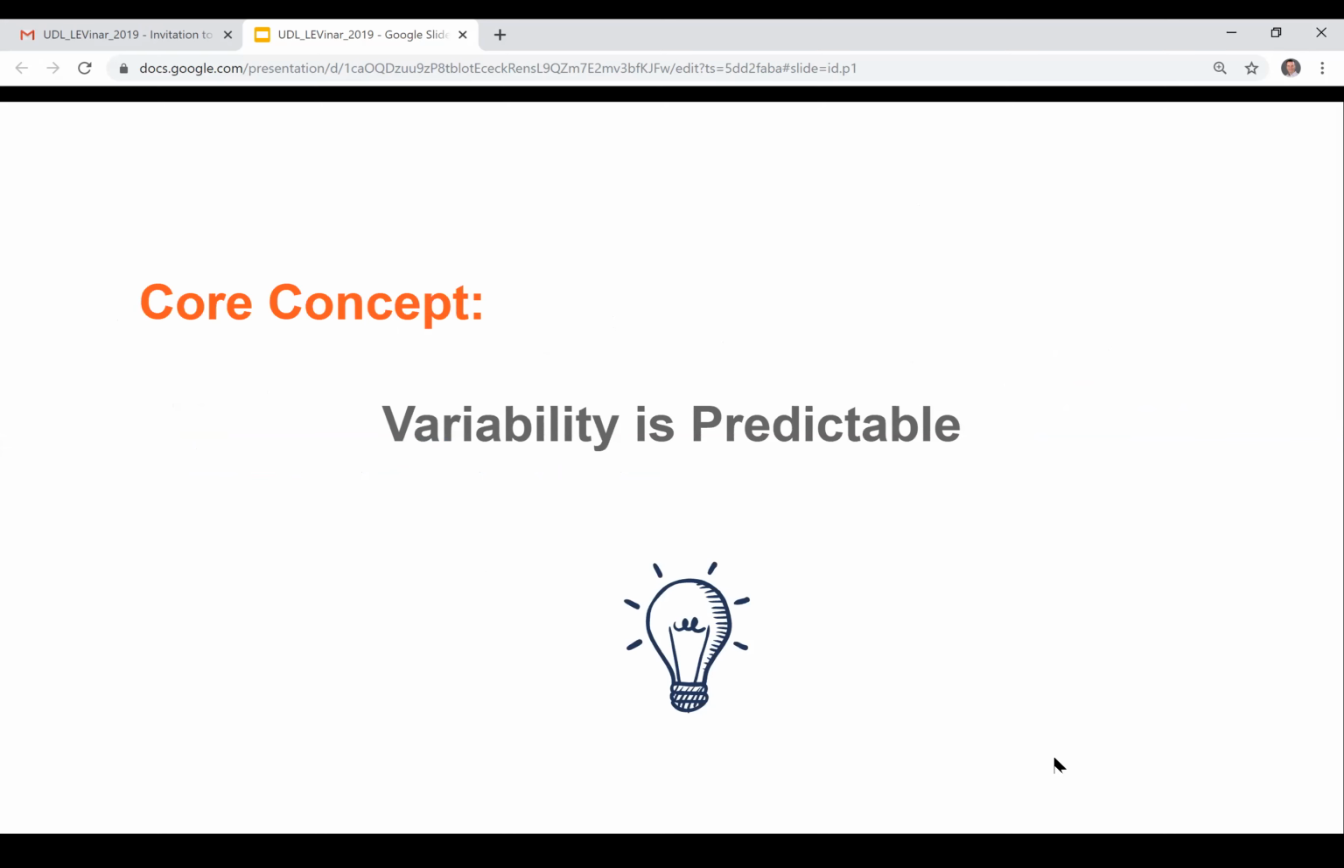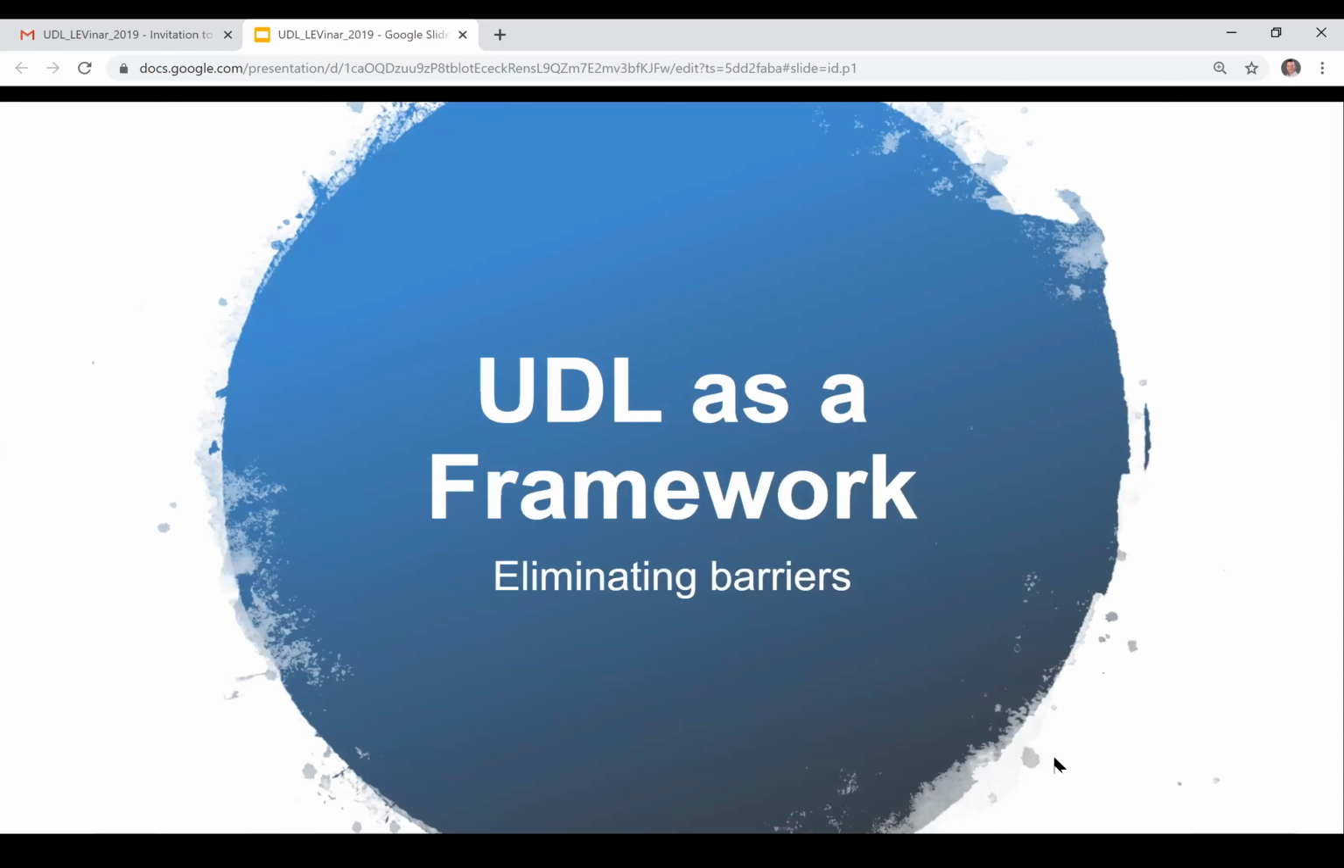So this leads us to our next core concept. Variability is predictable. If we can predict variability, then we can design lessons for the broadest range of users. This predictability has led to the UDL guidelines and framework. So let's go ahead and talk about the UDL framework.